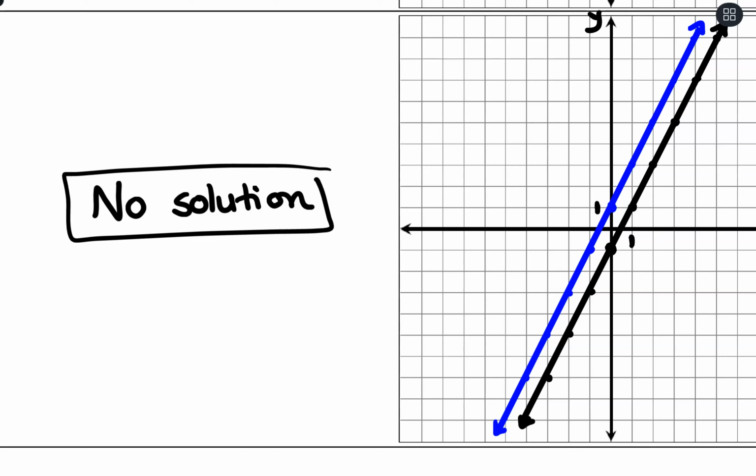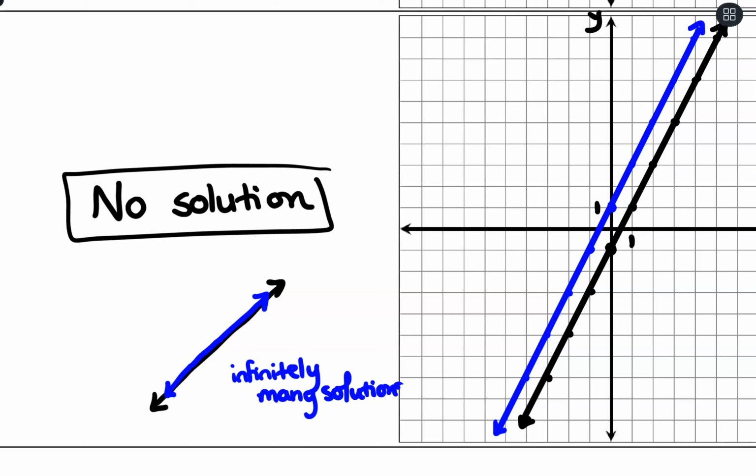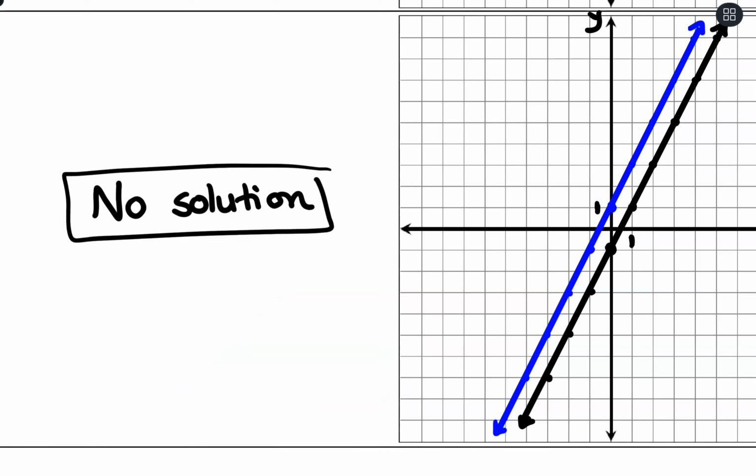The other special case that can come up is if you're graphing and you end up graphing on top of the same line. In those cases, it would be infinitely many solutions. And in fact, the solutions come from the equation of the line. So that's our other special case, is when you go to graph, it ends up actually graphing the same line. But when you end up with parallel lines, that's a case of no solution.